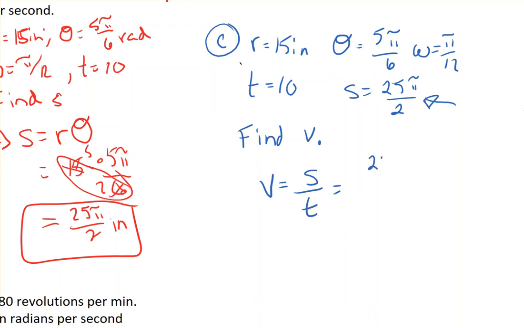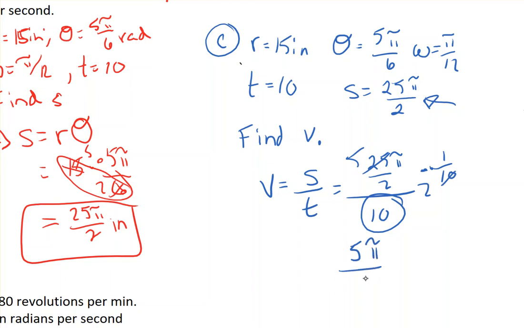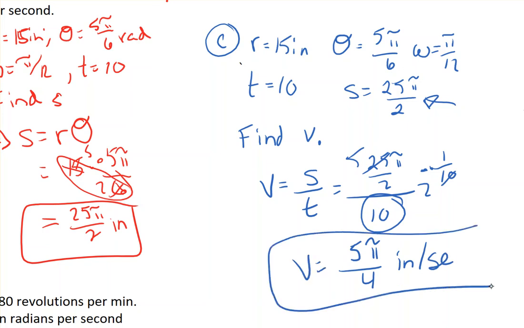So the arc length is 25 pi over 2, and that's divided by 10. Remember, when dividing by a fraction, I'm multiplying by the reciprocal. So I'll multiply by 1 over 10. That's going to reduce to 5 over 2. So I get 5 pi over 4, and that's inches per second. And that's going to be your angular speed.